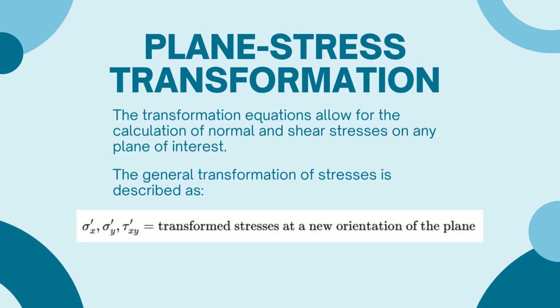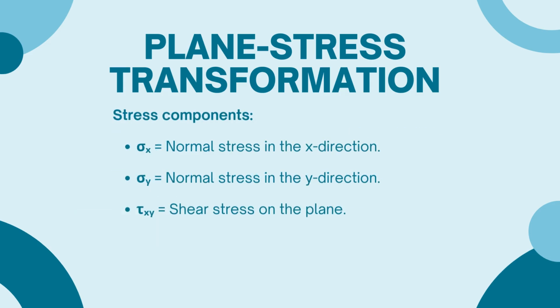Now, let's look at the equations used in plane stress transformation. These transformation equations allow us to calculate normal and shear stresses on any plane of interest. The general transformation of stresses is described by the following equations, where the transformed stresses correspond to a new orientation of the plane. These equations are crucial for understanding how stress components change as the plane orientation changes, helping us analyze materials more accurately. In plane stress transformation, we deal with three key stress components.